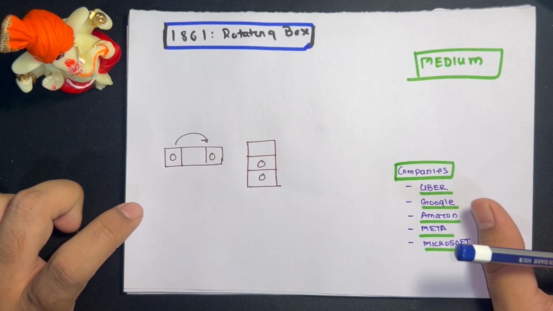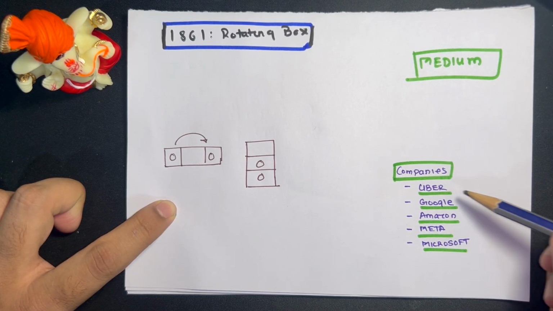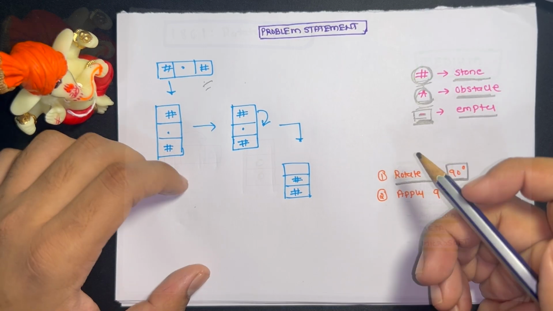So today's LeetCode question 1861, Rotating the Box. It is a medium level question and it has been asked in Uber, Google, Amazon, Meta and Microsoft. Okay, let's go through the problem statement.